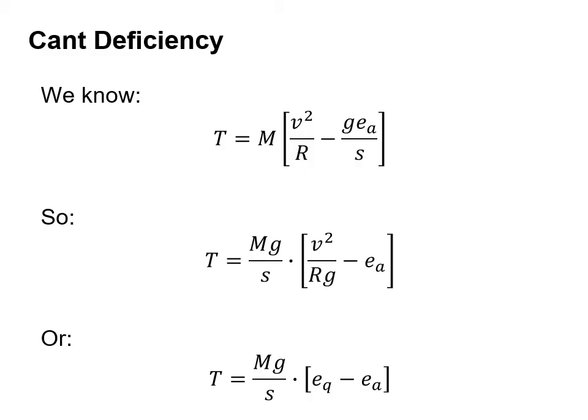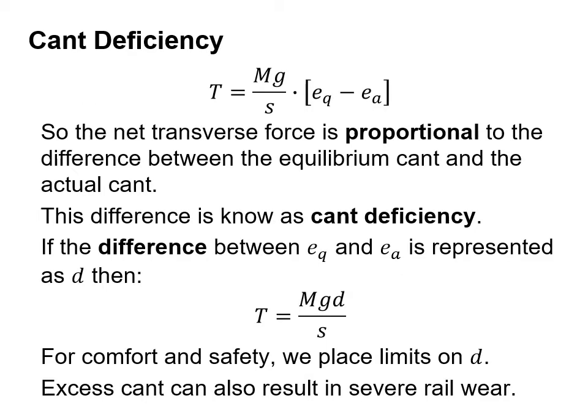So we can rearrange the equation for the net force, T, as shown. The net transverse force is proportional to the difference between the equilibrium cant and the actual cant, and this difference is known as cant deficiency. If the difference between EQ and EA is represented as D, then T equals the mass times gravity times D divided by the space between the rails.